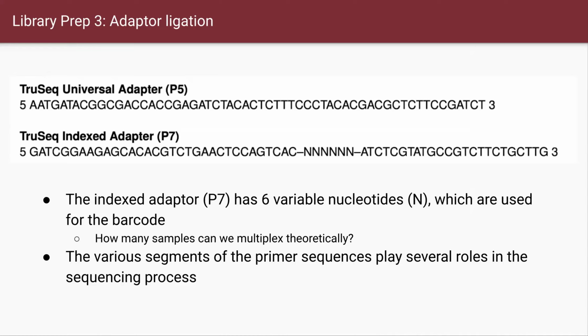This is a very simple example, but let's say you do the sequencing of 1,000 microbiome samples. Then you can use these six variable nucleotides as barcodes, and you can distinguish these 1,000 different samples, right? Why? Because the number of combinations you can use for this barcode is 4 to the power of 6, right?